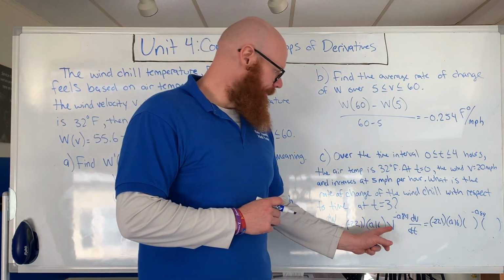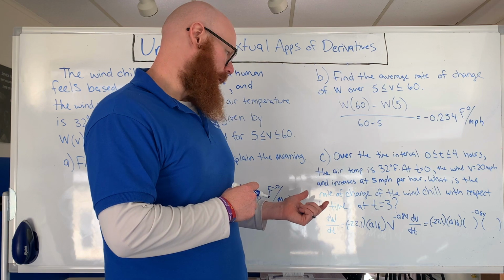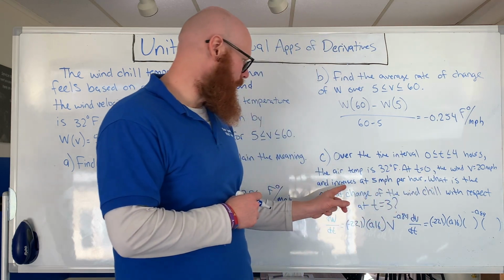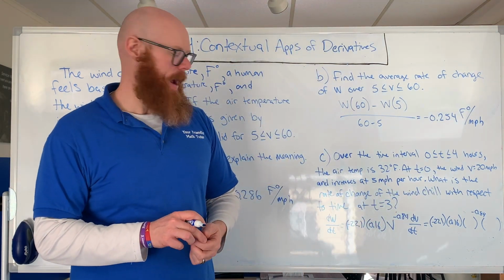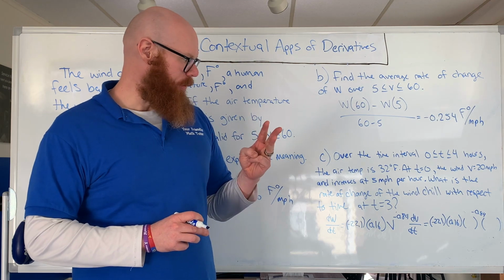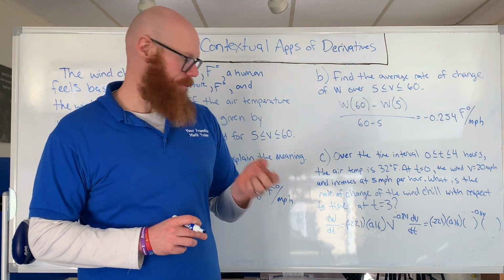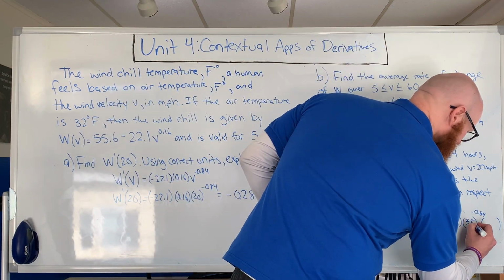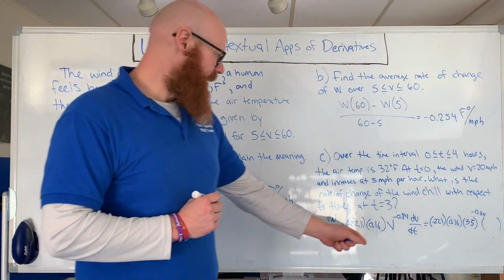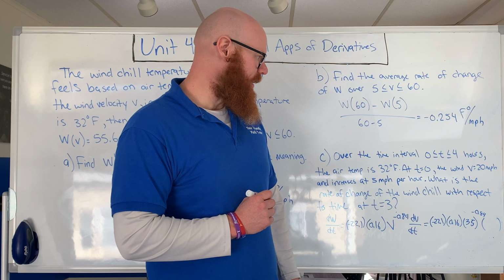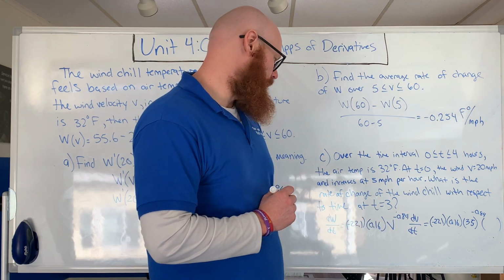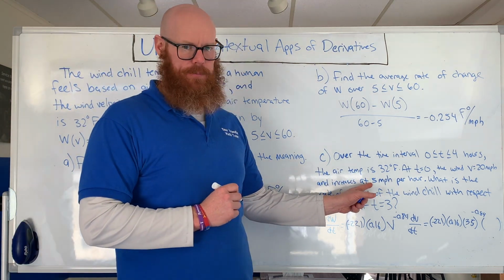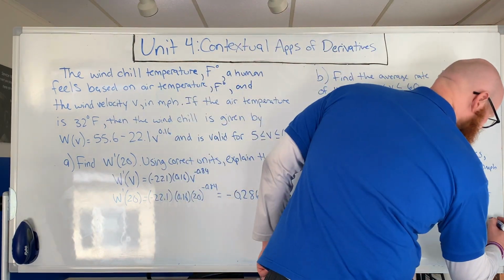So v is the velocity at a particular moment. So that's when t equals 3. At t equals 0, the wind velocity is 20 miles per hour, but it's starting to increase at 5 miles per hour. So that means after 3 hours, it's going to increase to 35 miles per hour. So the wind velocity at that moment is really 35. And dv/dt is the rate of change of the velocity. So that is the 5 miles per hour. So we multiply by 5 over here.